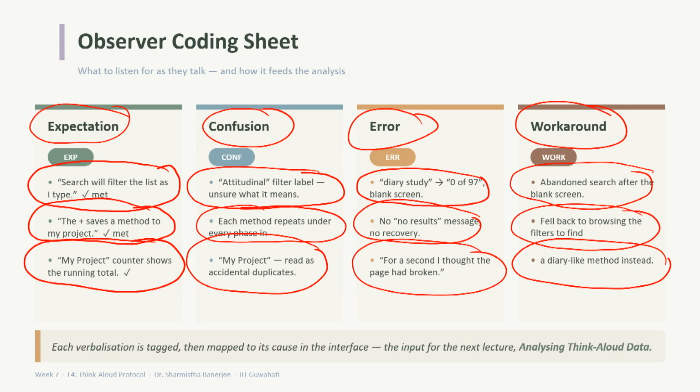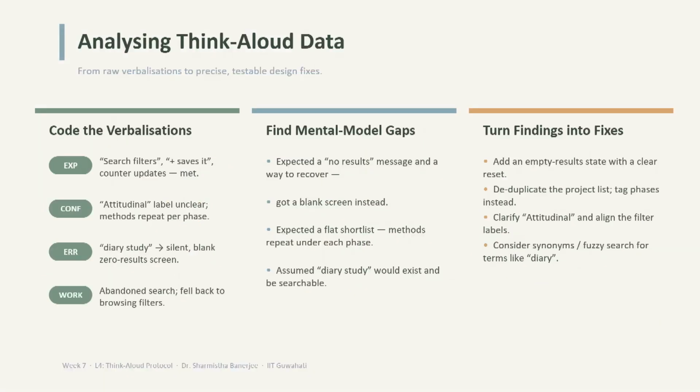So for each verbalization, what I did was I tagged it, then I mapped it to its cause on the interface, and then I gave suggestions on what kind of changes need to be made in the interface next. So let's look at analyzing the Think-Aloud data. First, I will code the verbalization. Search filters plus saves it, counter updates, which means it is met.